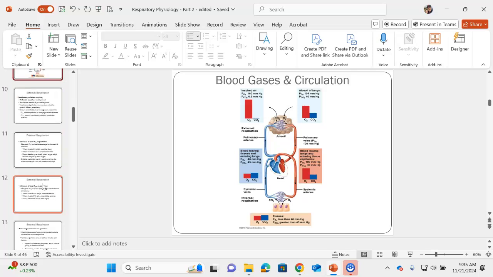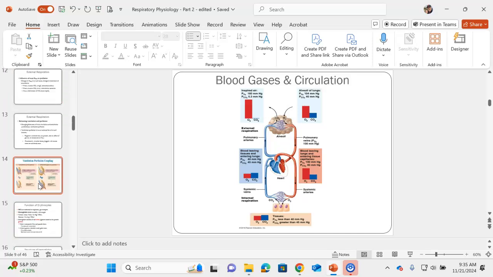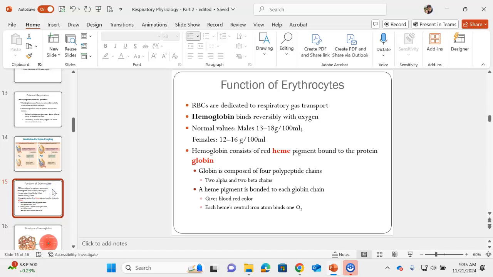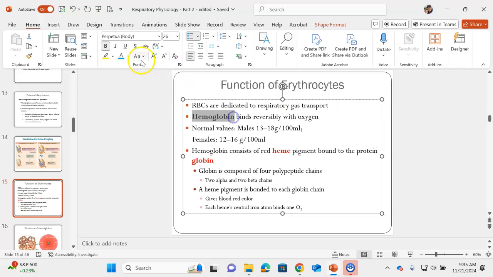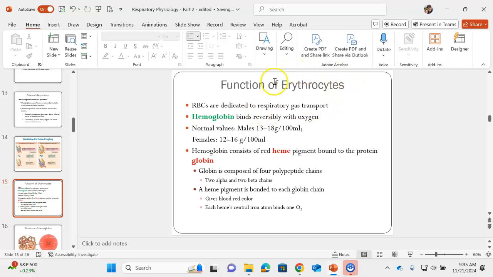Okay, now we're going to skip the ventilation perfusion coupling for now, and I'm going to skip down to this. We need to talk a little bit about red blood cells and hemoglobin, our old friend right here. Now, erythrocytes. This term, be familiar with that. It's the technical name, the actual name for a red blood cell, an RBC. Now, our red blood cells, like it says here on that first point, are pretty much dedicated to transport gas. Red blood cells have the capability to transport both oxygen and CO2.